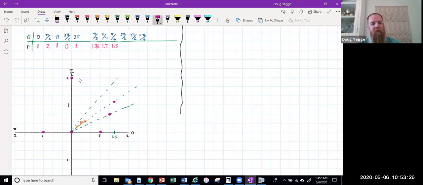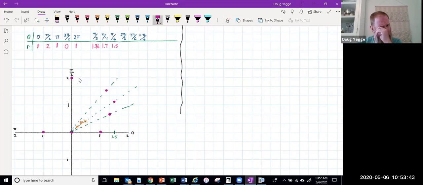And then we've got 1.86. 1.86 is going to be a little bit further, not quite 2. So I don't know, somewhere about maybe right here. It's hard to tell where it is exactly.